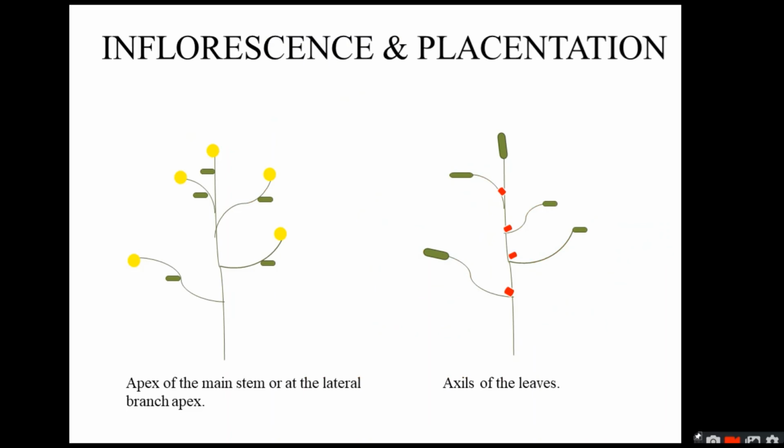So let's discuss about the inflorescence and placentation. And inflorescence is basically the arrangement of flower on the flowering plant, and the first type of arrangement, we can see that the flowers are arranged on the apex of main branch and of the lateral branch. Next arrangement of flower is on the axillary parts of the leaves, and they are known as axillary flowers or axillary buds of the flower.